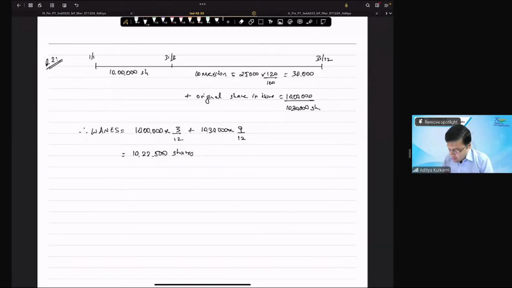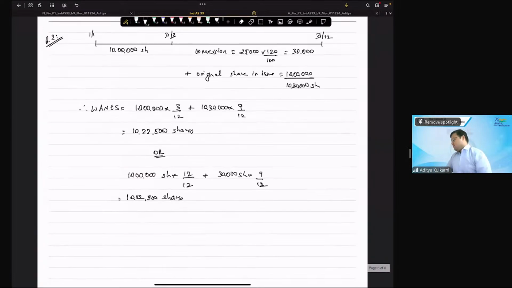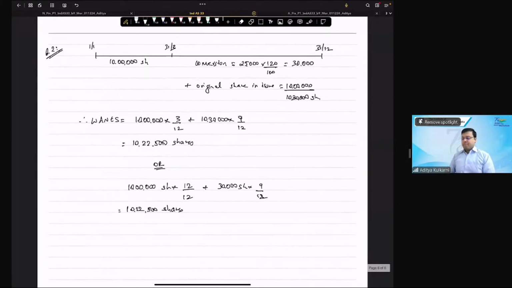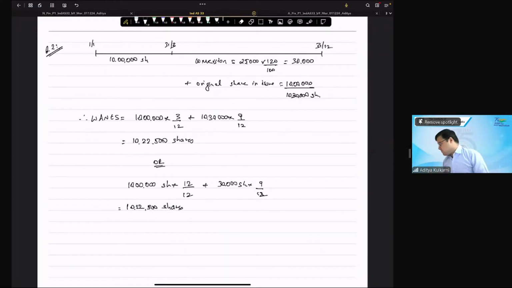अच्छा, ऑल्टरनेटिवली आप क्या कर सकते हो? 10 lakh shares into 12 by 12, plus 30,000 shares into 9 by 12. आप ऐसे भी करोगे, आपको आंसर वही आएगा. Okay, you can do any of these things. Okay, all right, fine. Done. Yes, sir.